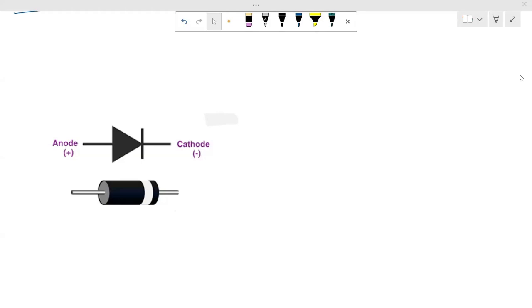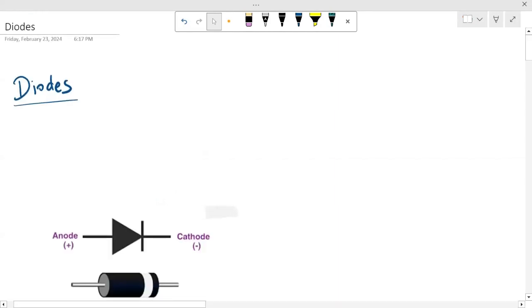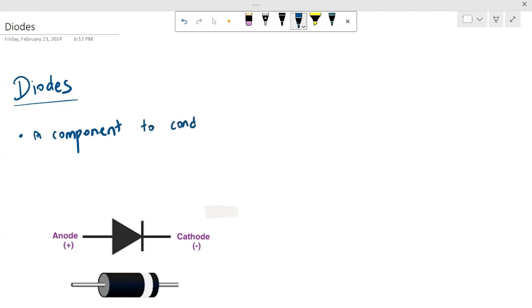Today, our topic is within electronic engineering, which is also necessary for mechanical. And what we will be doing today is diodes. So, with diodes, you could ask, what is a diode? Well, simply, a diode is a component designed to conduct current in one direction.